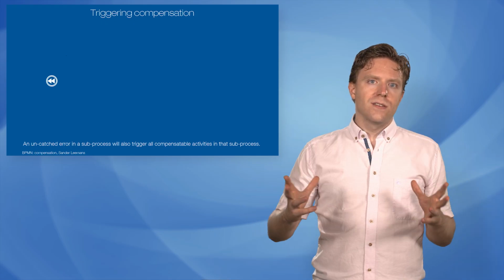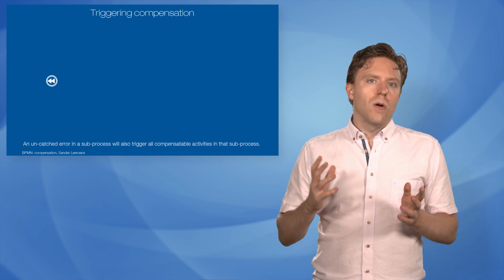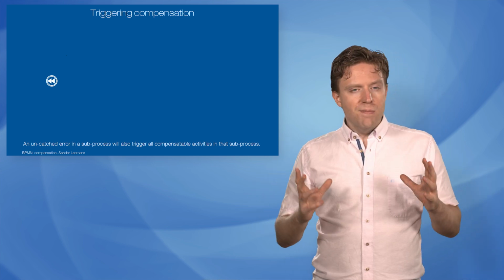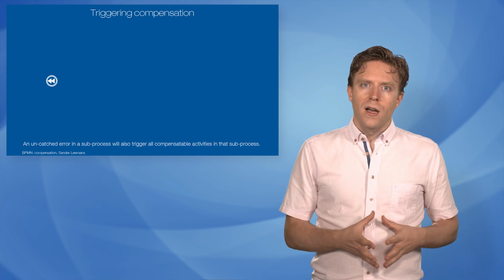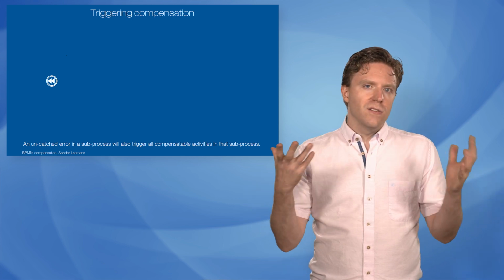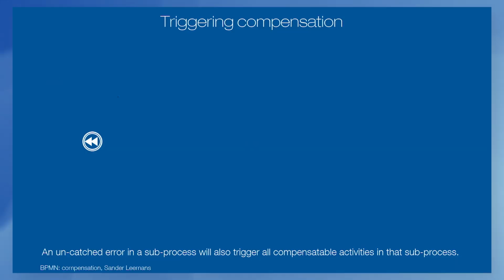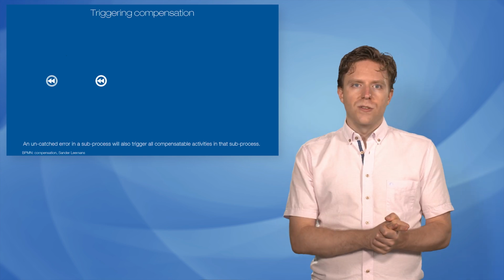Let's look at how to trigger compensation. There are two options. First is the intermediate event. Notice the filled rewind icon, and on receipt of a token, this will activate the compensation. We also have an end event that works in the same way, except after the compensation is done, the process will end.